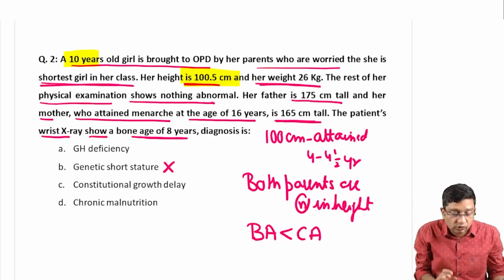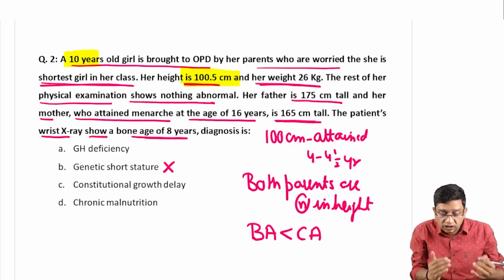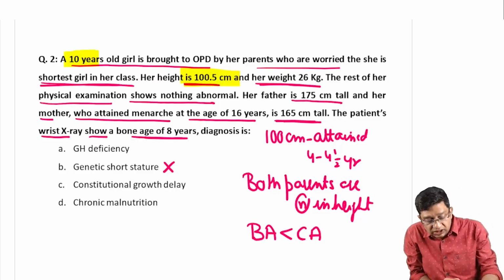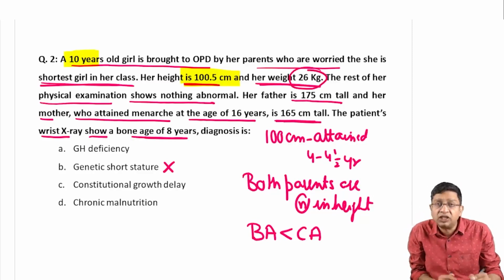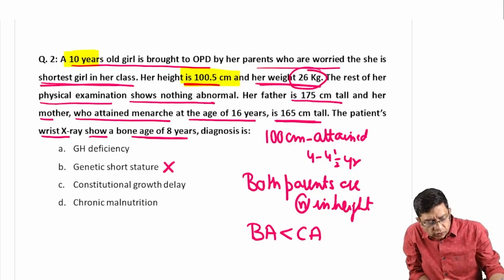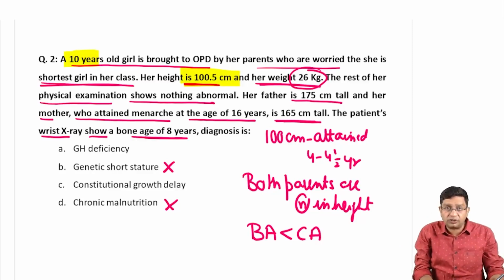And growth hormone deficiency, it can be seen. Constitutional growth delay, it can be seen. Chronic malnutrition, it can be seen. Now in malnutrition, the weight for age should also be less, right? And a 10-year-old child with 26 kg weight is approximately well. That cannot be malnutrition. So as the weight is normal, we rule out chronic malnutrition.